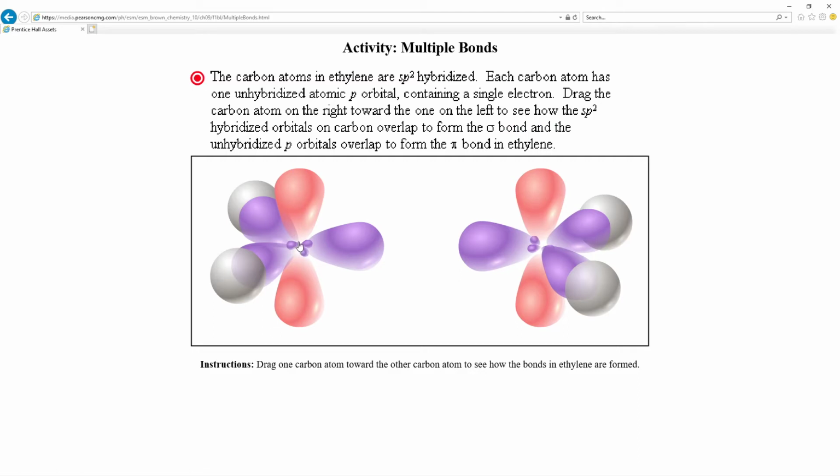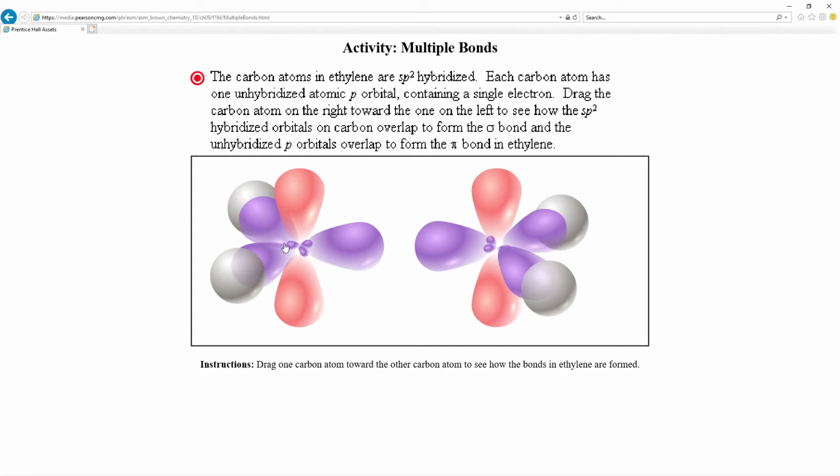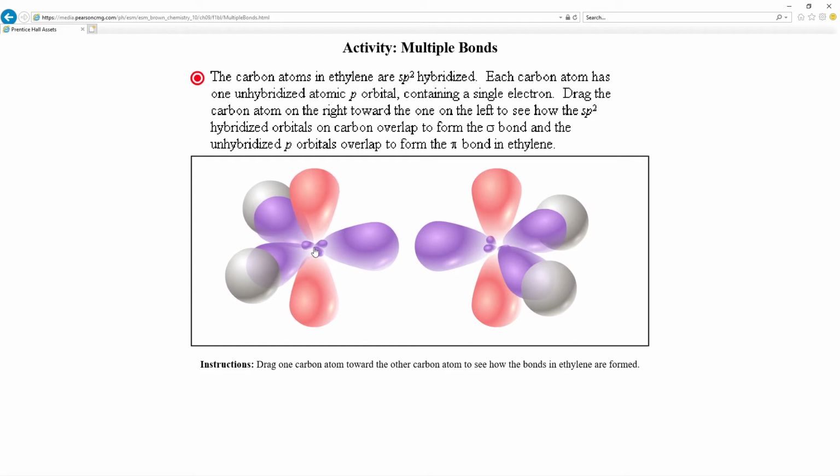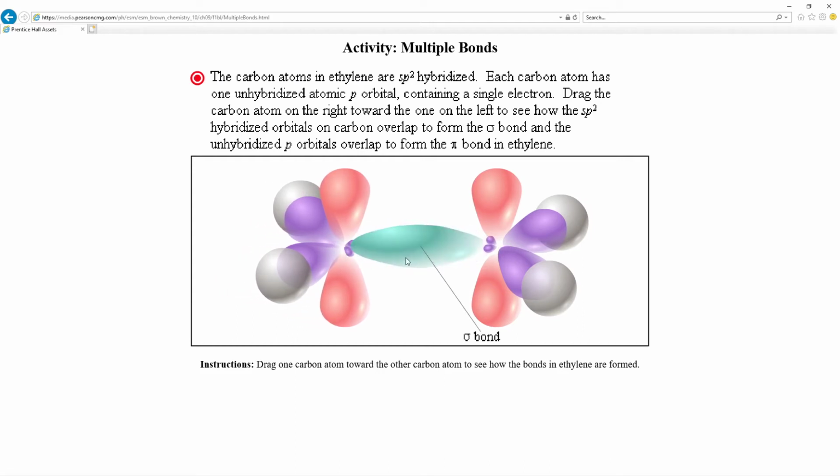And so here we've got the carbon at this position and this position. The purple orbitals here are sp2 hybridized orbitals. You've got two that are overlapping with the 1s orbitals on these hydrogens. Same thing happening over here. And then here is an sp2 hybridized orbital that is going to overlap with the sp2 hybridized orbital on this carbon. As we bring them closer together, we start to get overlap, and when we get close enough, they will make a sigma bond. And so that is the sigma bond between these two carbons.